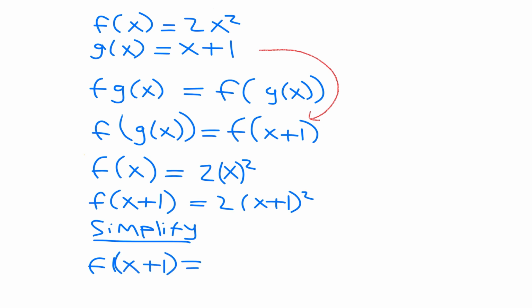So to do this, we can expand this bracket, which is going to give us x squared plus 2x plus 1, and this is all multiplied by that 2. And we could just tidy that up once more and simplify. Multiply through by 2 gives us 2x squared plus 4x plus 2.